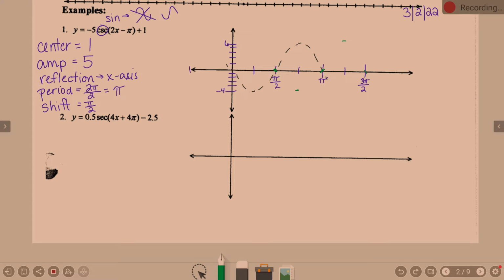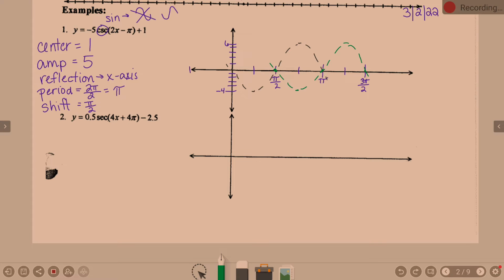Do me a favor, try and keep your maxes and mins at the height of what you're labeled, right? So my mins should be at -4, my maxes should be at 6. Okay. Notice my sine curve is still a dotted line.